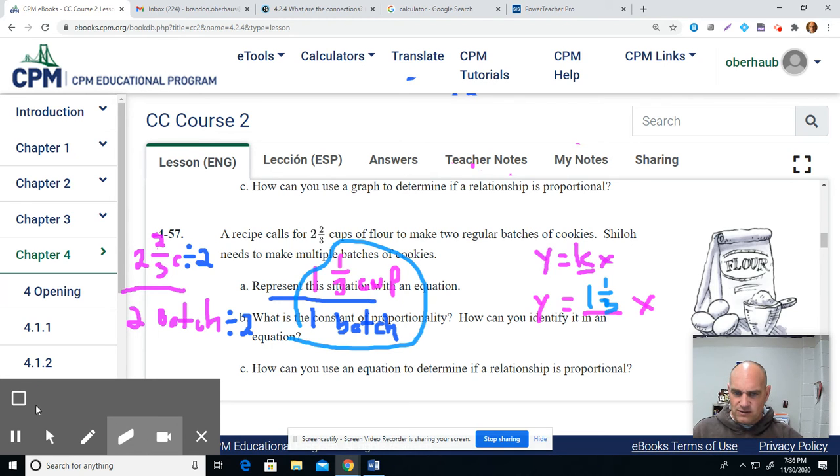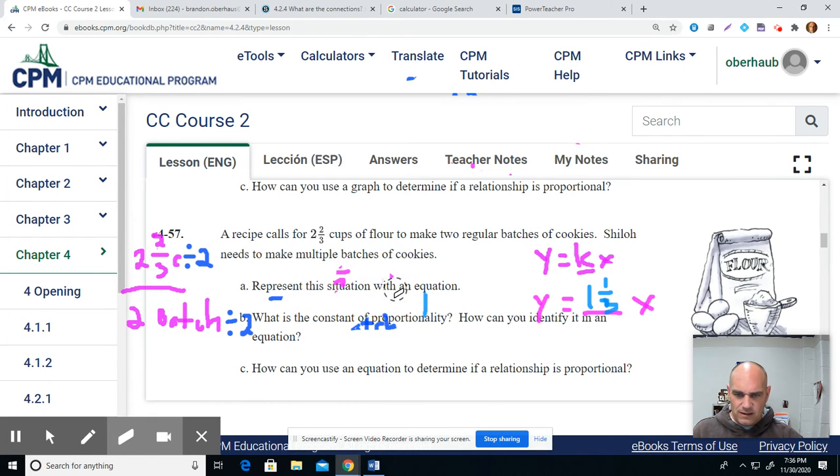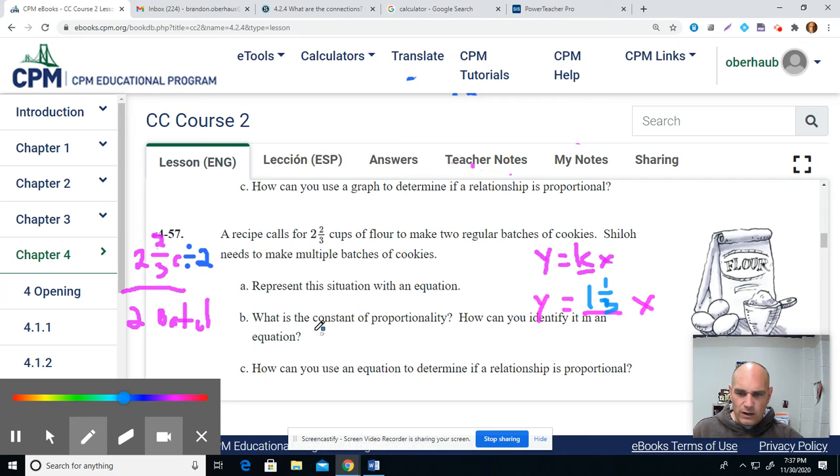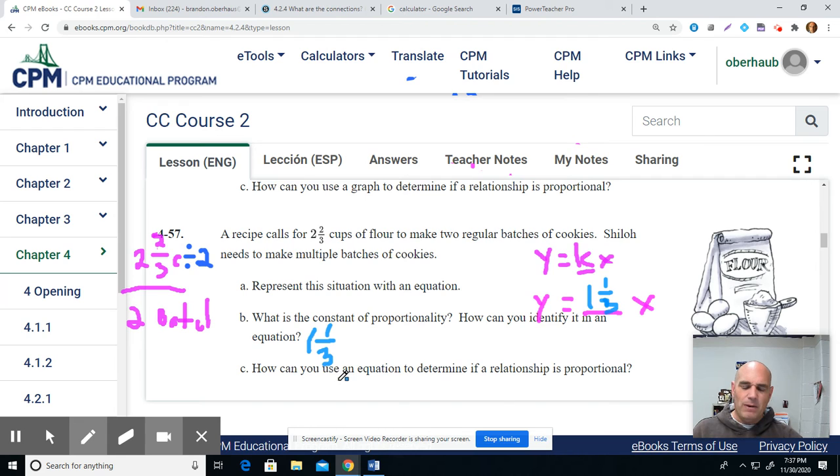All right, so let's see what else we need to write down. Let's get rid of this. And let's see, so represent this with an equation. We did. There's my equation. y equals 1 1/3 x. So what is the constant of proportionality? Well, remember, that's the k. k is our constant of proportionality. It's our constant multiplier. It's our unit rate. A bunch of different names. It's all the same thing for k. So our constant of proportionality for this one is 1 1/3. It's that number that we multiply everything by, depending on how many batches we want. If we want 10 batches, we multiply this by 10.